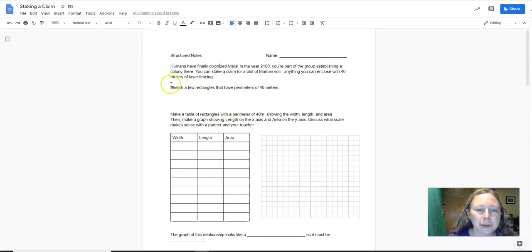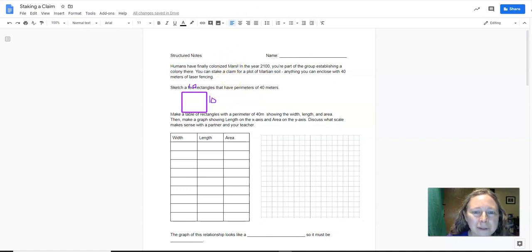So the first prompt is to sketch a few rectangles that have perimeters of 40 meters. So I encourage you to pause the video here and just draw a few rectangles and check the perimeters to make sure they're 40 meters. Okay, and now you can resume. And so I'll do a few with you. So maybe you started off by drawing your first basic rectangle with a perimeter of 40 meters. And that was the one in which it's a square and every side has a length of 10, right?